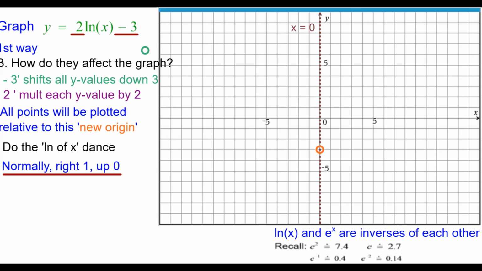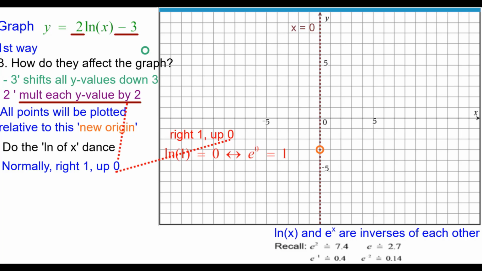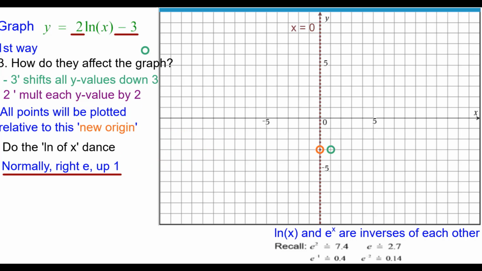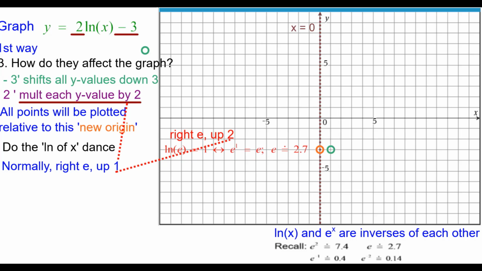Normally it's right 1 up 0, and in this case it will be right 1 up 0. The x's aren't affected, and the y value is multiplied by 2, but 2 times 0 is 0. Normally it's right e up 1. In this case, it's going to be right e up 2. We're going to double all the y values. Again, e is about 2.7.